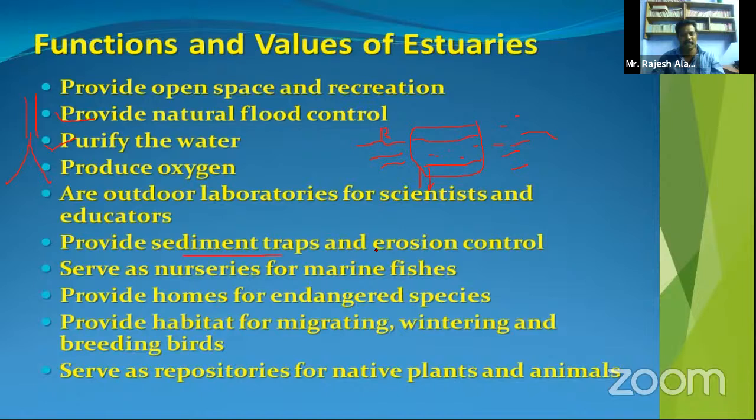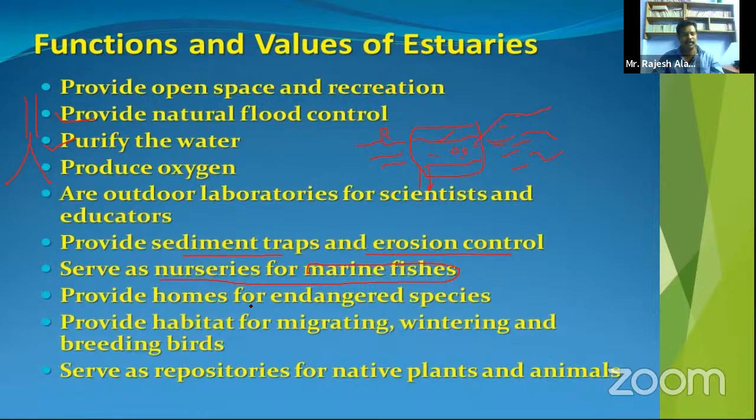Sediment traps, erosion control. Erosion control is made, sediment traps, nurseries for marine fishes. Since it is a calm area, most of the marine fishes prefer to breed in this area. It acts as a breeding ground, a nursery ground. After the younger ones emerge, they may return to the marine ecosystem.